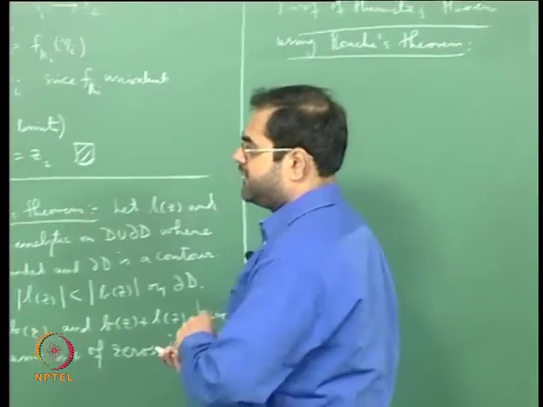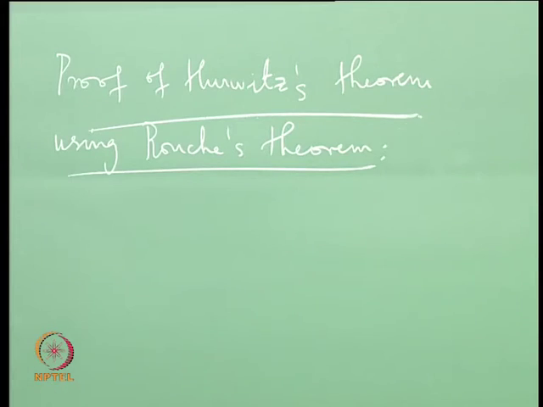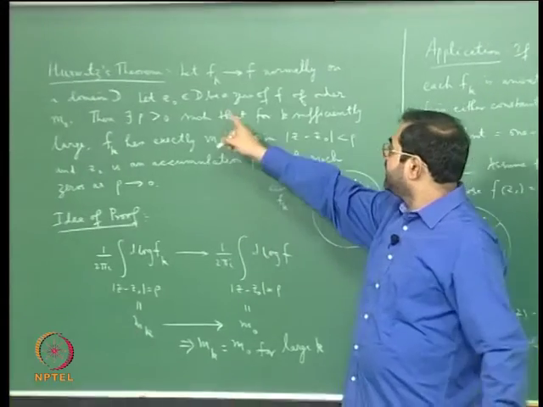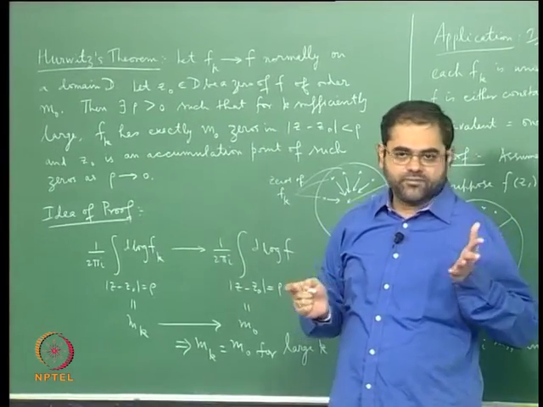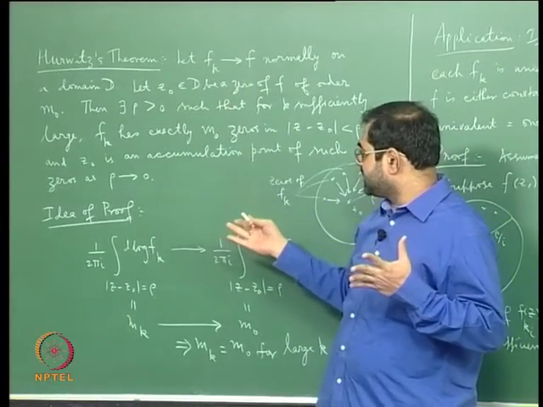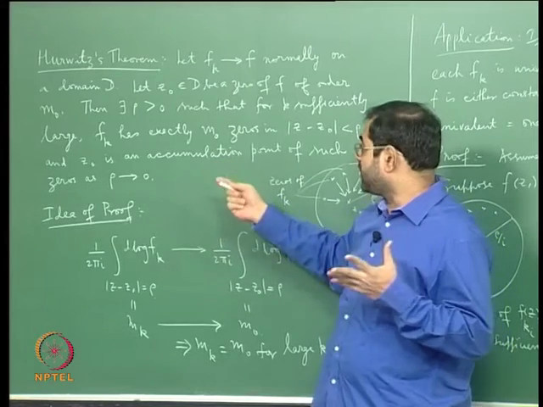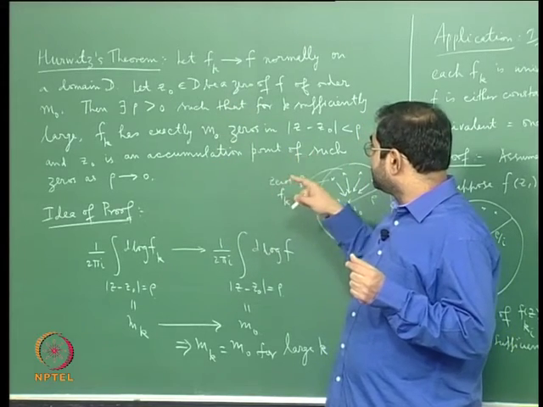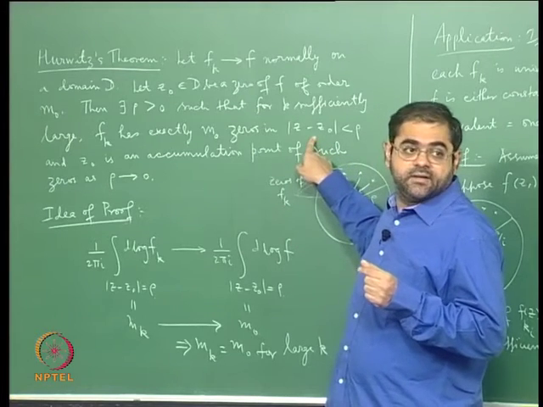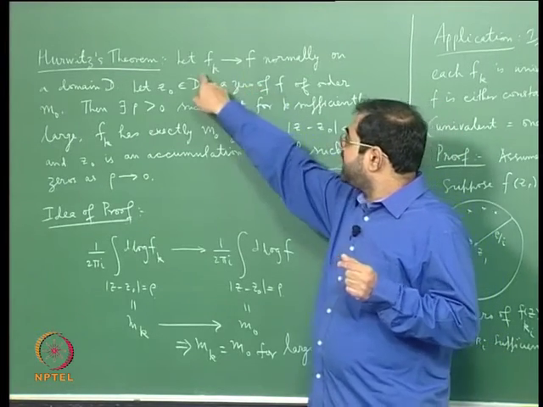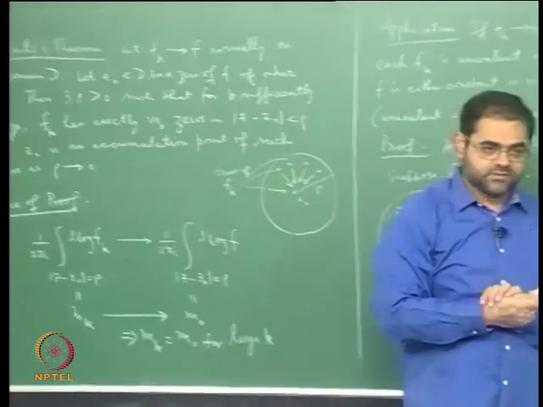So you see, suppose I want to prove this using Rouché's theorem, then it's very easy to guess what you have to do. You see, what does Hurwitz's theorem actually want to say? It wants to say that in a disk like this, f and fk have the same number of zeros. That's what you want to say.